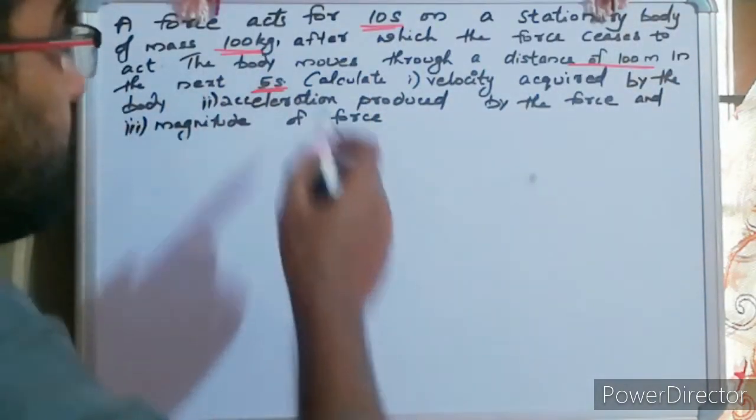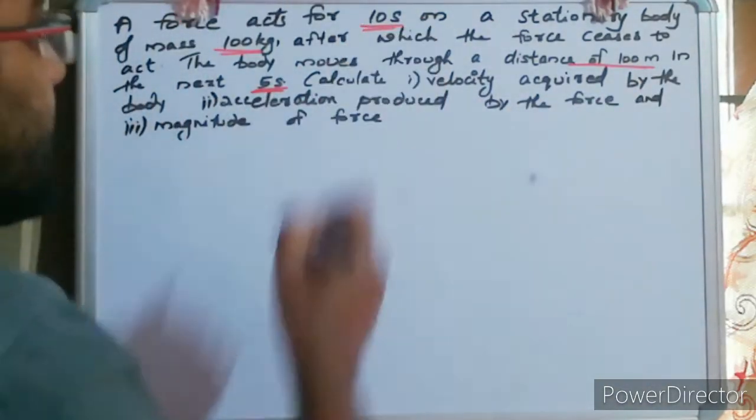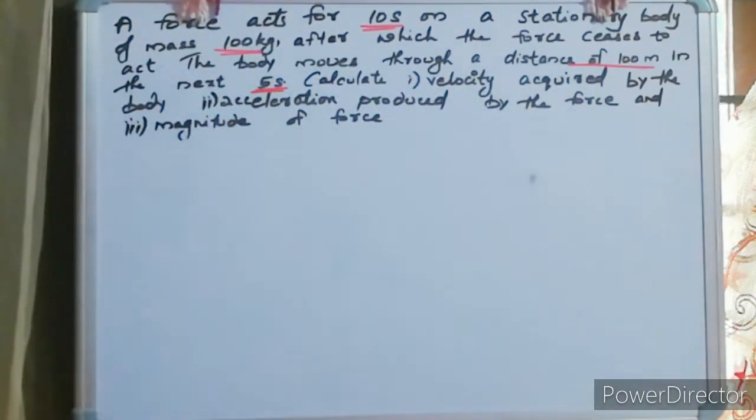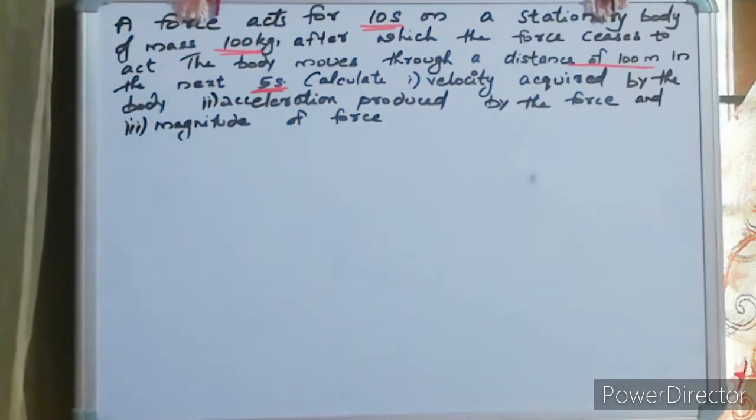So finally the force ceases to act. Now the body starts to move because of the force you applied. The body moved a distance of 100 meter in the next 5 seconds. So you applied force for 10 seconds, and in the next 5 seconds, the body moves a distance of 100 meter. Now we are asked to calculate the velocity acquired by the body.